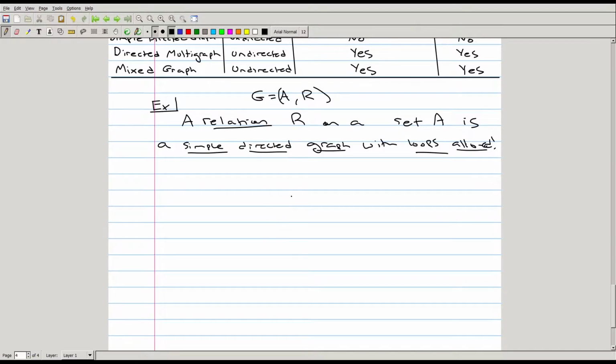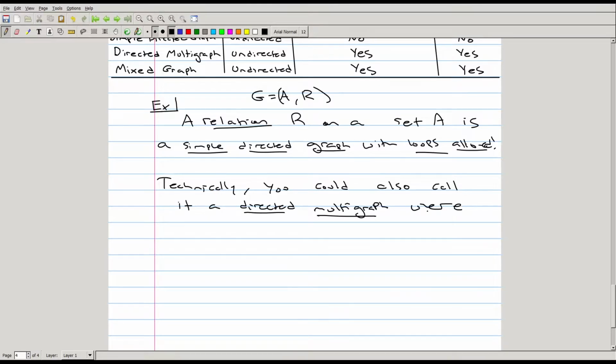And technically, you could also call it a directed multigraph, where we know in a multigraph the cardinality of each edge can be 0, 1, or any positive integer. So we say that it's a directed multigraph where the cardinality of any edge is either 0 or 1.